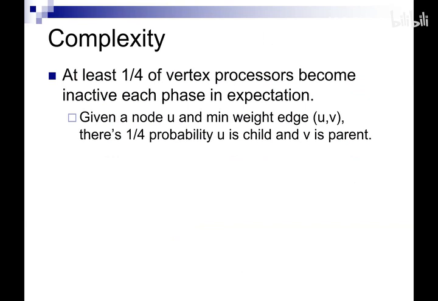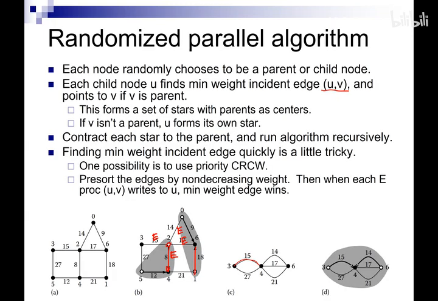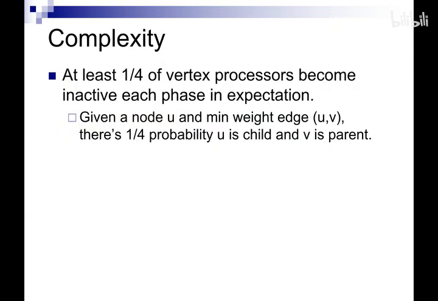Okay, so the last thing is we're going to analyze the complexity of this algorithm. This is basically the same as the connected component algorithm, because again, you can show that in each phase, at least 1/4 of the vertex processes become inactive, or you're going to contract out at least 1/4 of the nodes each time. The reason is that if you take any node U, it's got some minimum weight outgoing edge, right?